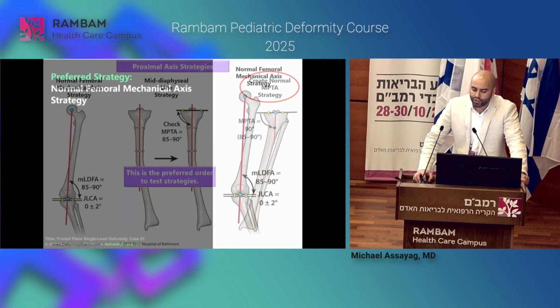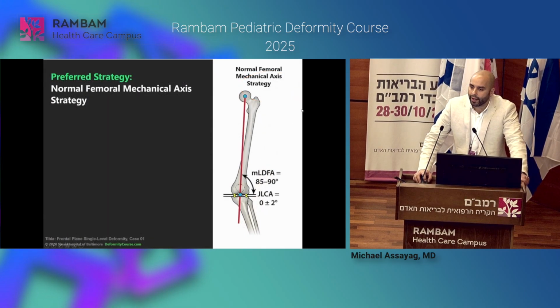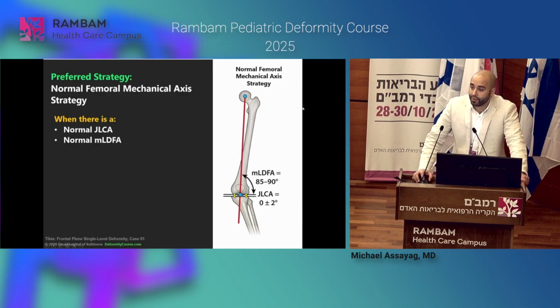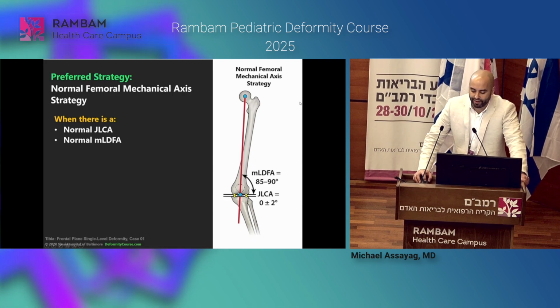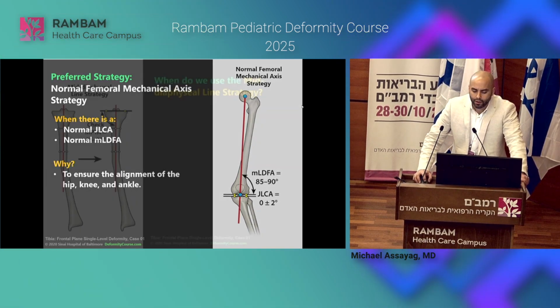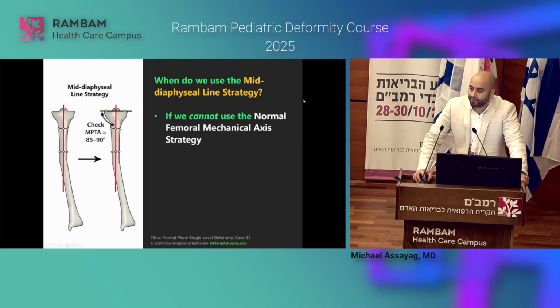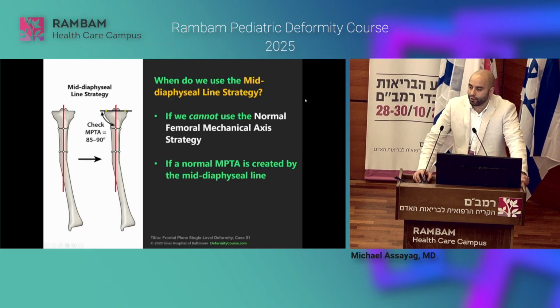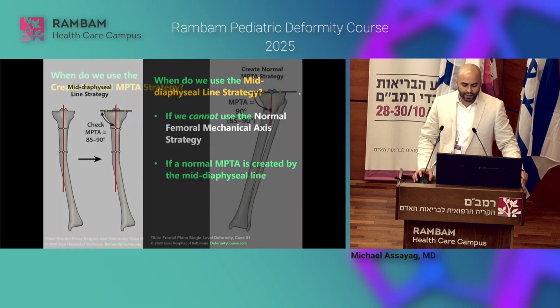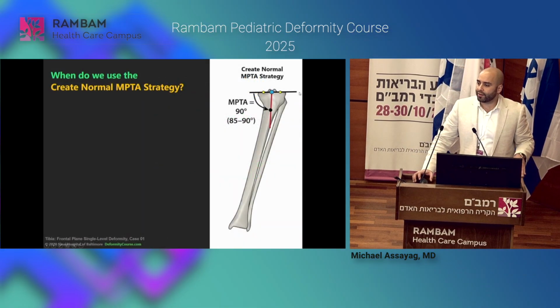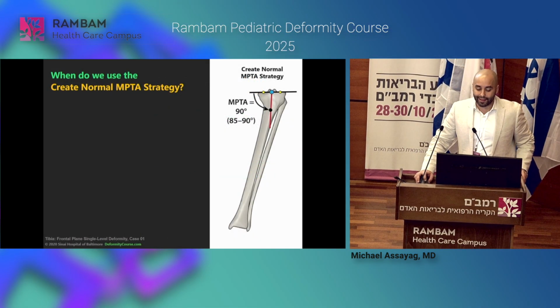So how do I decide which one I use? It's simple. I'll use a proximal mechanical axis if it creates a normal joint line congruence angle, and obviously if there's a normal LDFA and MPFA. I will use a mid-diaphyseal line if for any reason I cannot obtain standing x-rays, I don't see what the femur looks like, and if that mid-diaphyseal line creates a normal MPTA.